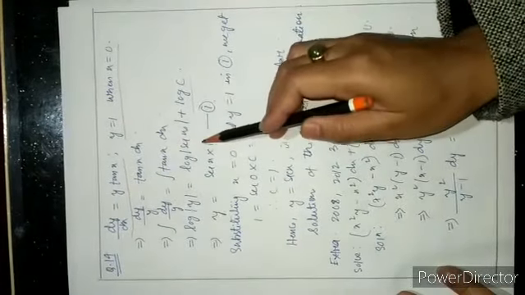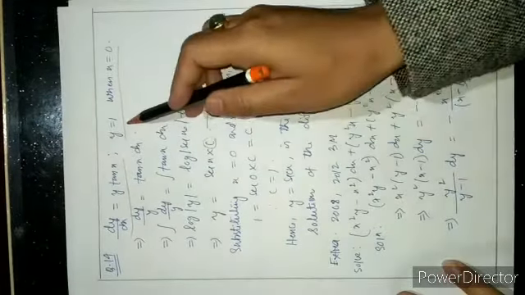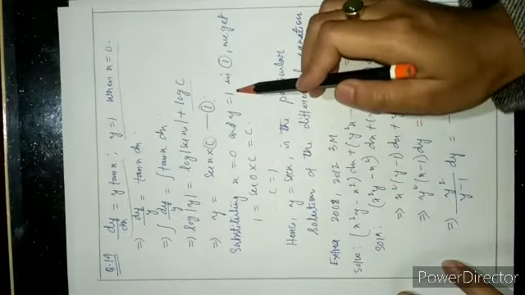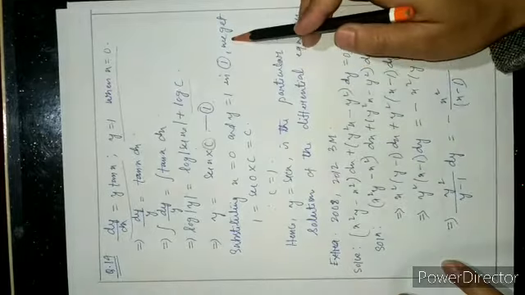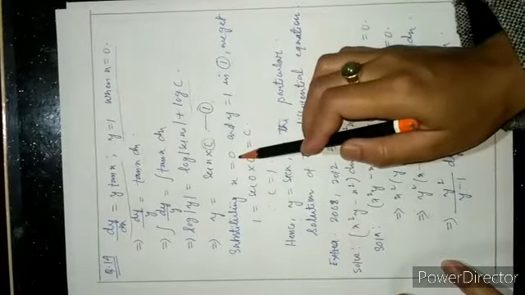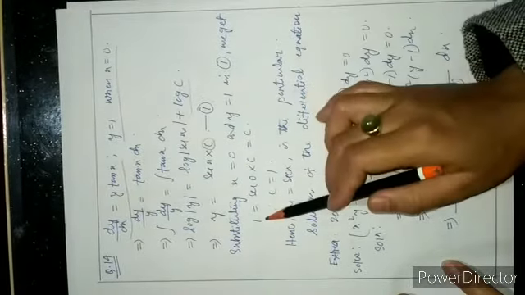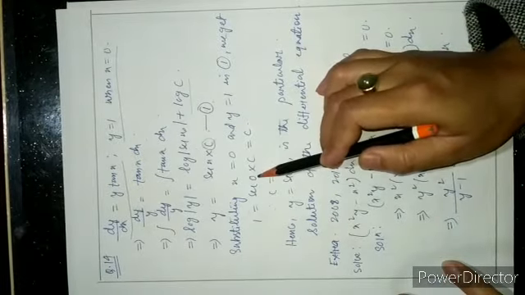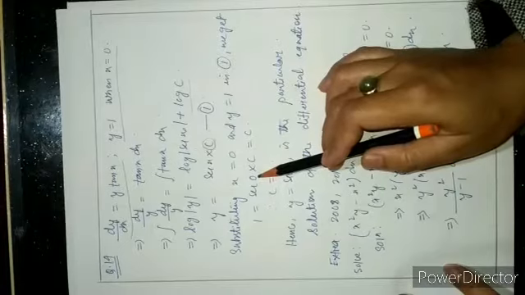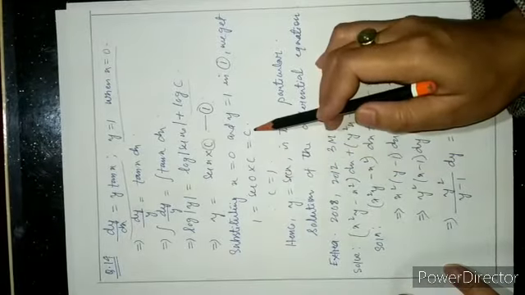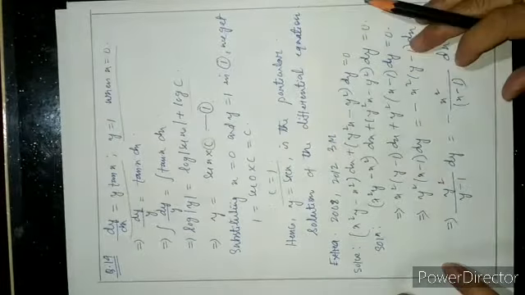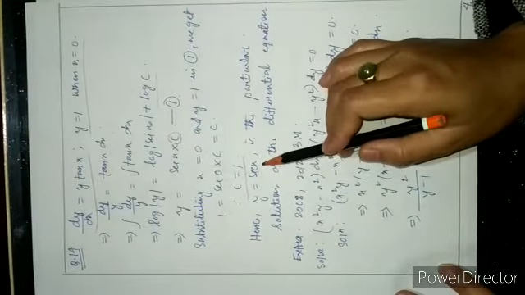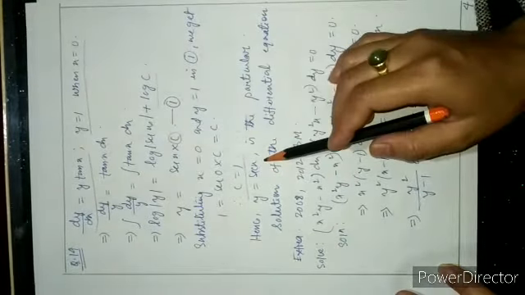Now to find the value of c, we apply the initial condition. Substituting x is equal to 0 and y is equal to 1 in equation number 1, we get y is equal to 1 and sec 0 into c. Since the value of sec 0 is 1, we get 1 is equal to c. Hence c is 1.